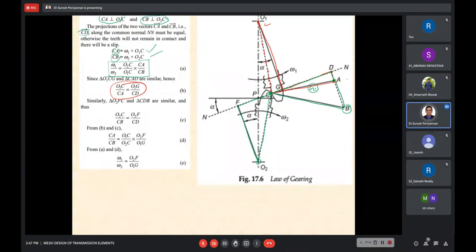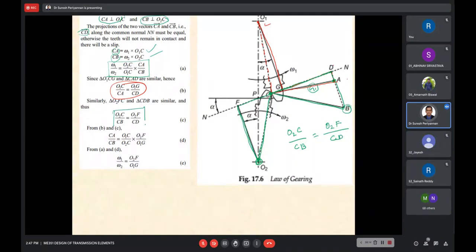Now, I'm considering O2C, where is the perpendicular? This is the perpendicular direction. Then O2C divided by CB. Similarly, I'm considering this O2F divided by, from this point of contact we have to take, this is CD.